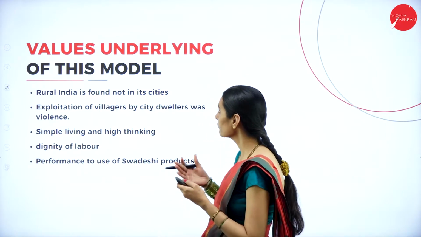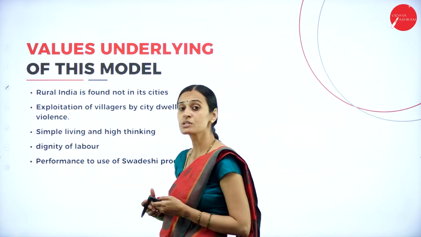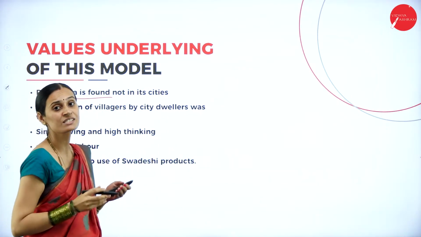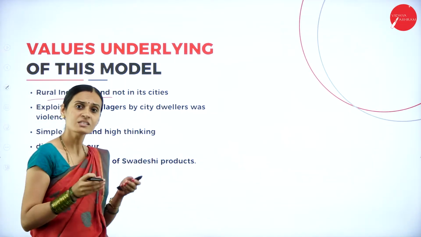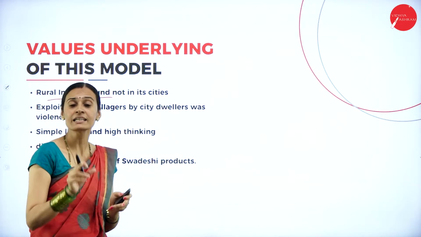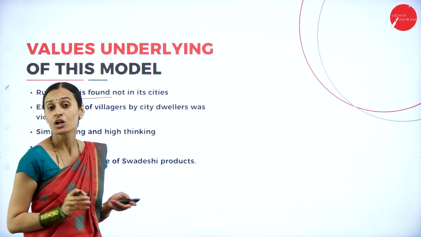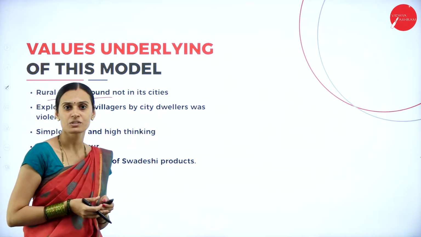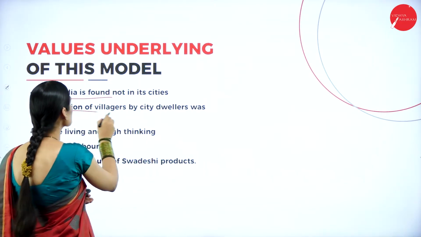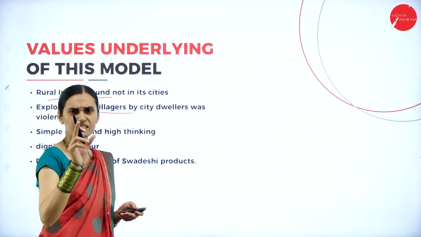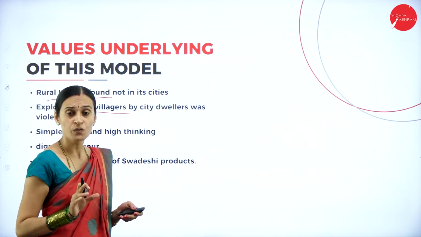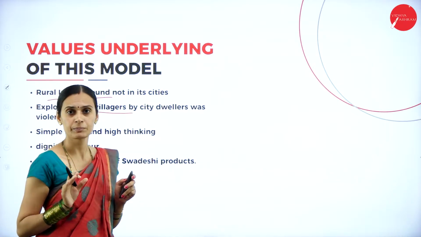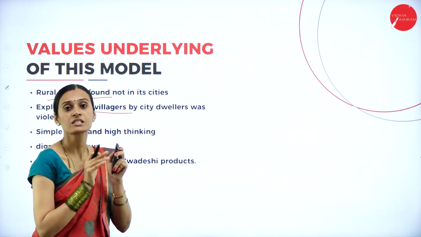He focused on different values. So what are the different values of his model? First, rural India is found not in cities. What is India, or what is the development of India? It is indicated only by the development of rural sectors, not the development of urban areas, and not even by industrialization. And the exploitation of villages by city dwellers is considered violence, because the rural people should not be harmed by the selfishness of urban people. That is the main thing he focused on.